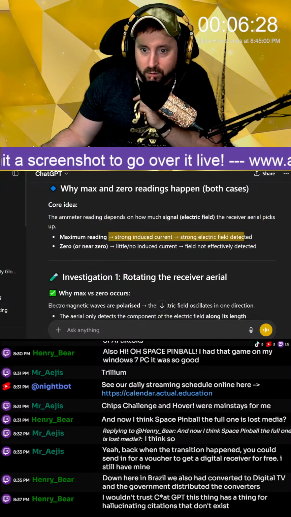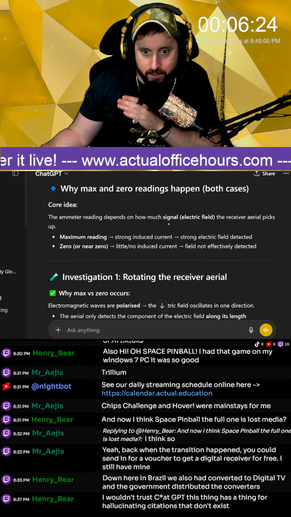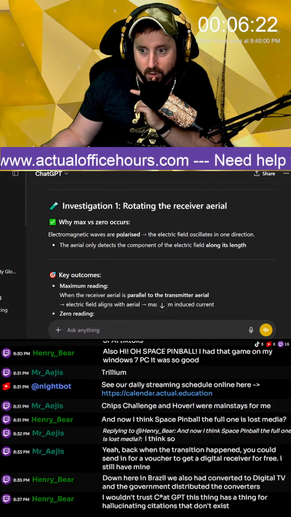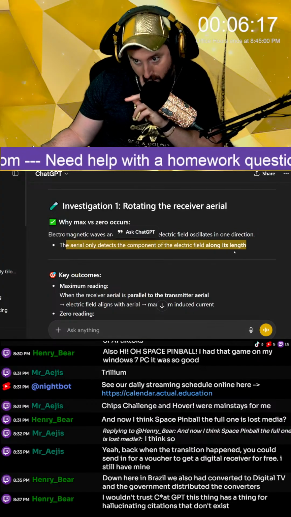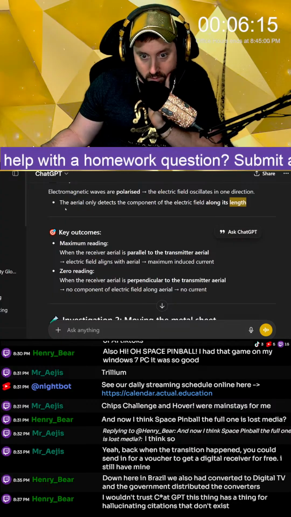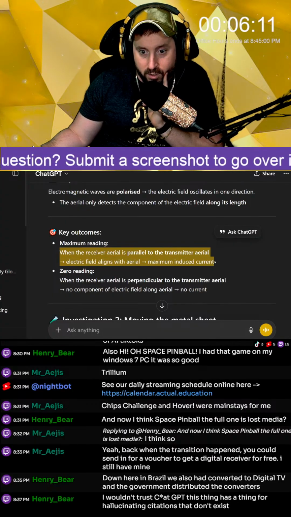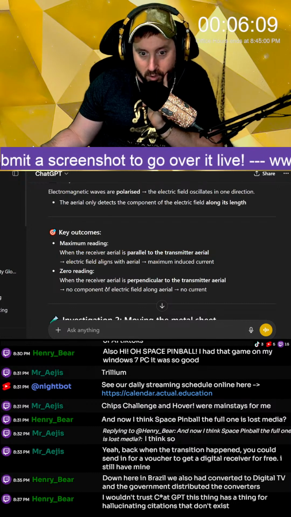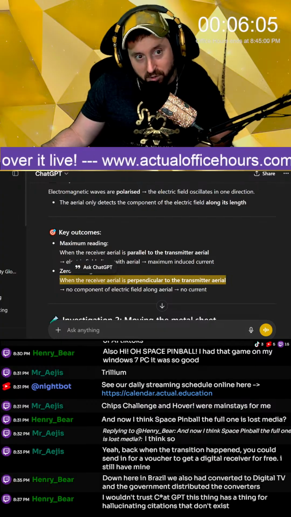Right. So yes, maximum reading, maximum amount of current, would mean that the electric field is resonating a lot. So the aerial only detects the components of the electric field along its length. Okay, cool. So when the receiver aerial is parallel to the transmitter aerial, the electric field is aligned and you get maximum current. And then when it's perpendicular, there's... Okay, so this is interesting. I didn't know this about aerials.